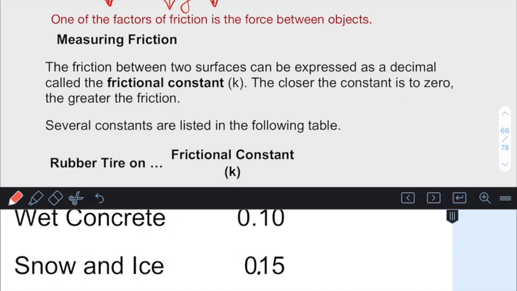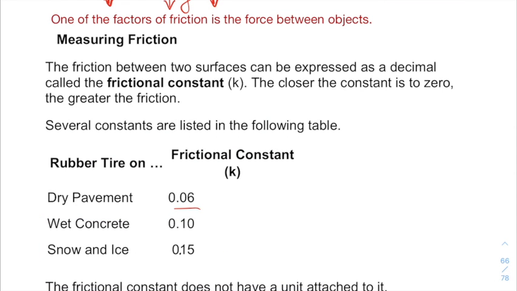Whereas snow and ice would be closer to 0.15. So that's about half as slippery. So this is more slippery. Now in this case, we have rubber tires on these three items.